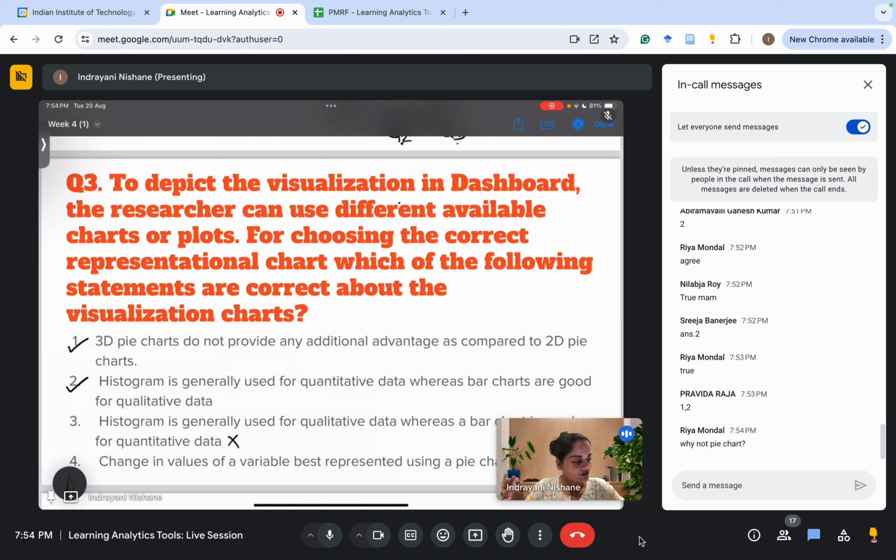Okay, so this is also wrong. The pie chart gives us value. So Riya, this is what I was talking about. A pie chart gives us information about part to whole. This is how the pie chart is, the whole 100%.